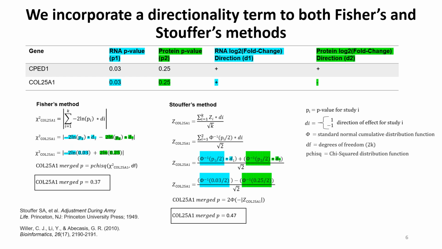Another example is the gene called 25A1, which has the same individual p-values for the RNA and protein dataset as CPAD1, but has discordant directionality between the datasets. Inspired by the METAL method, which is an extension of Stouffer's method that accounts for directionality, published by Willer and others in 2010, we have extended Fisher's method by also providing a directionality term. And as a consequence, we can see that in these direction-aware p-value merging methods, the merged p-value is now no longer considered significant for the gene called 25A1.